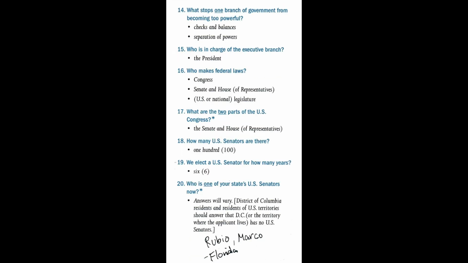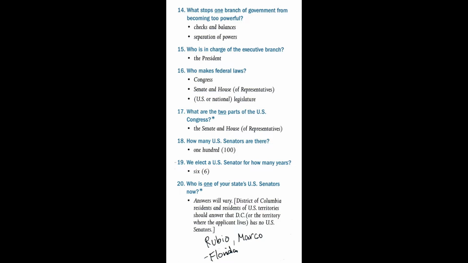B. System of government. 13. Name one branch or part of the government. Congress. Legislative. President. Executive. The courts. Judicial. 14. What stops one branch of government from becoming too powerful? Checks and balances. Separation of powers. 15. Who is in charge of the executive branch? The President. 16. Who makes federal laws? Congress. Senate and House of Representatives. U.S. or national legislature.